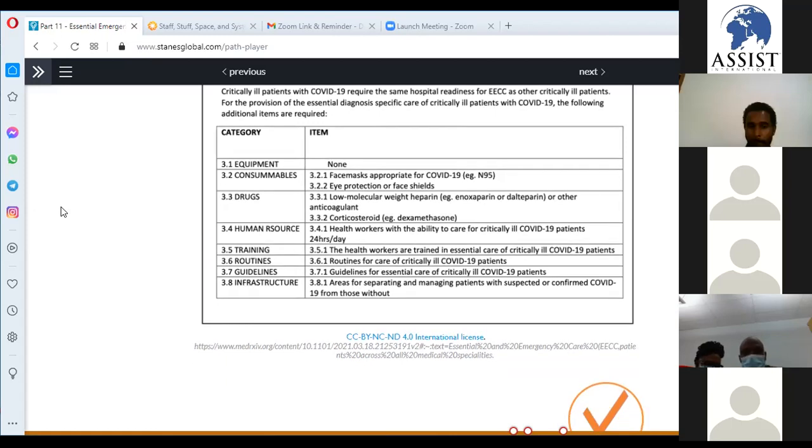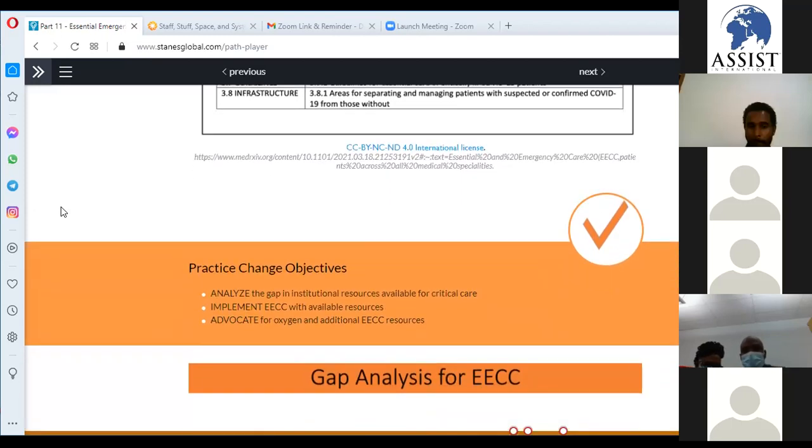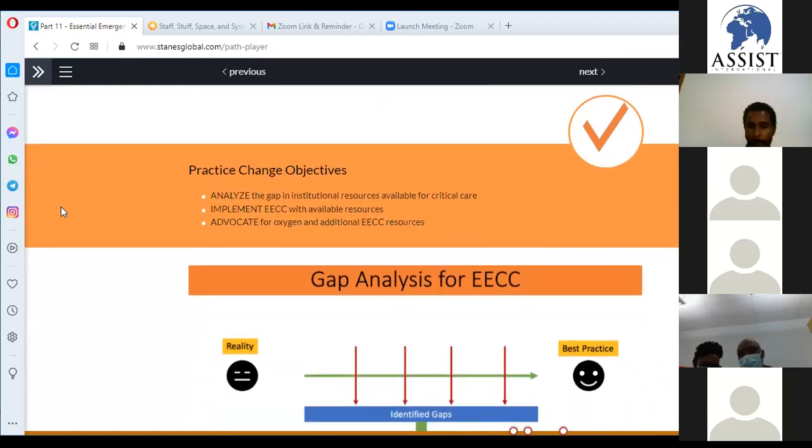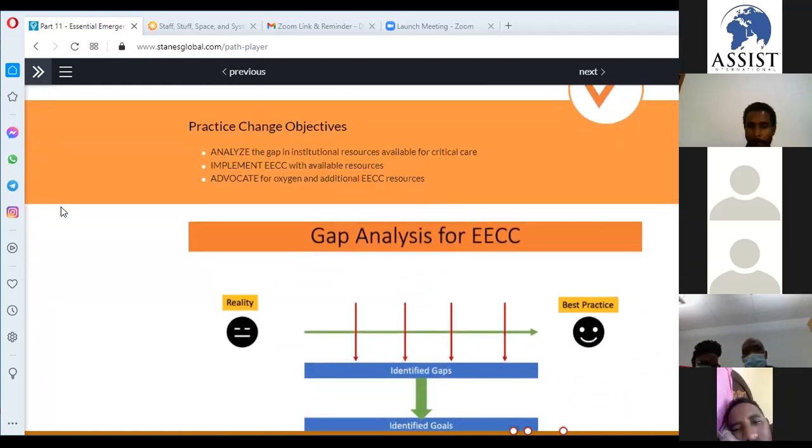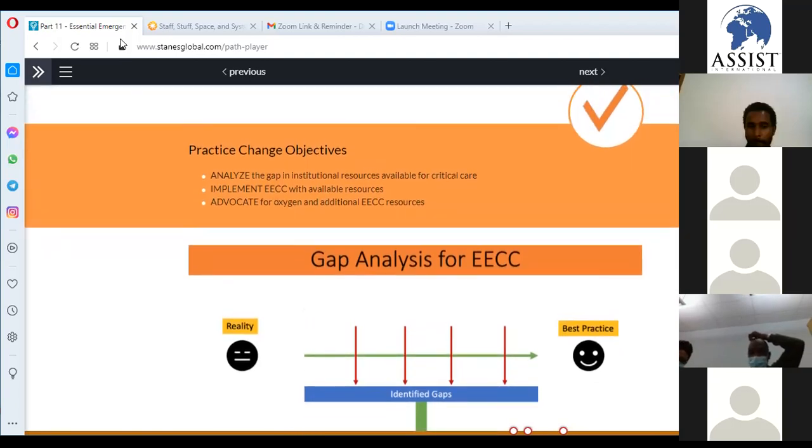So the next step, you will be required to analyze your setup. Okay, to analyze your setup. What are the gaps of your setup in terms of human resource, in terms of clinical process, or in terms of equipment availability in your setup, so that you will develop a system to improve the gaps that you identified. Okay.